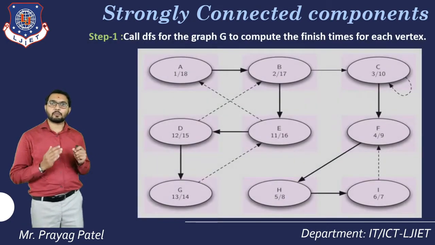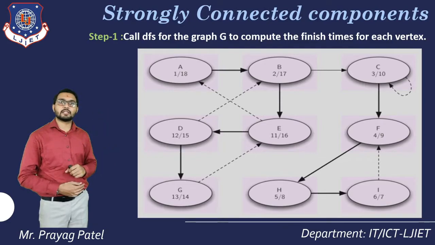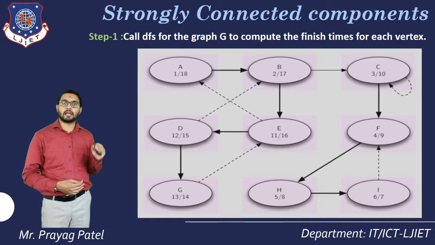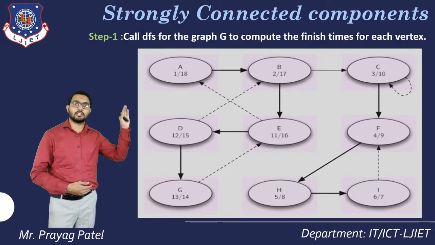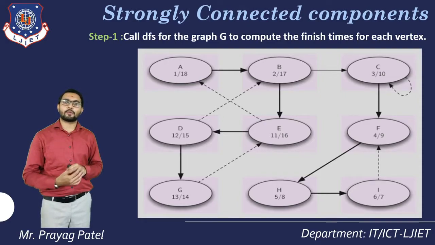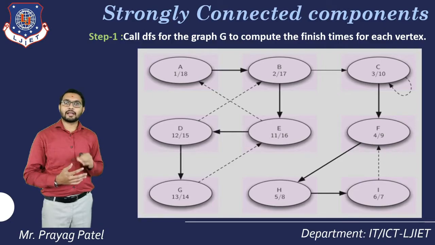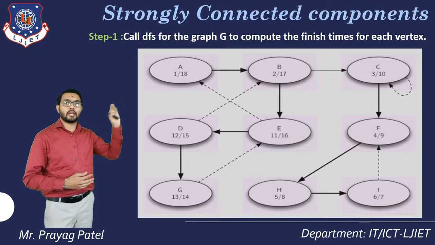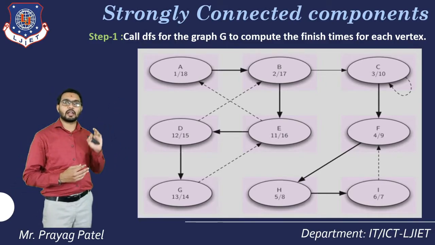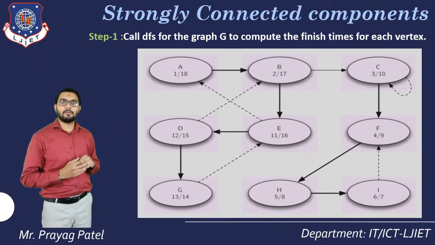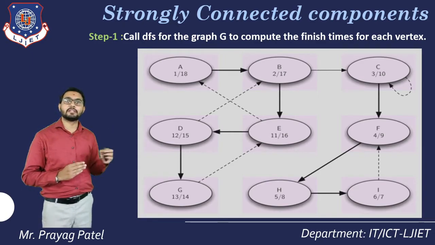Now consider the step by step process. Step number 1 is call the DFS for the graph G to compute the finishing time for each vertex. So here consider this is a given graph. Now initially you can start your process from any node. For example, here we start the process from node A. So consider node A as the initial node. Here consider the starting time and finishing time. Initially we apply the starting time, and when the process is stopped, then we apply the finishing time. So we consider A with starting time equal to 1.